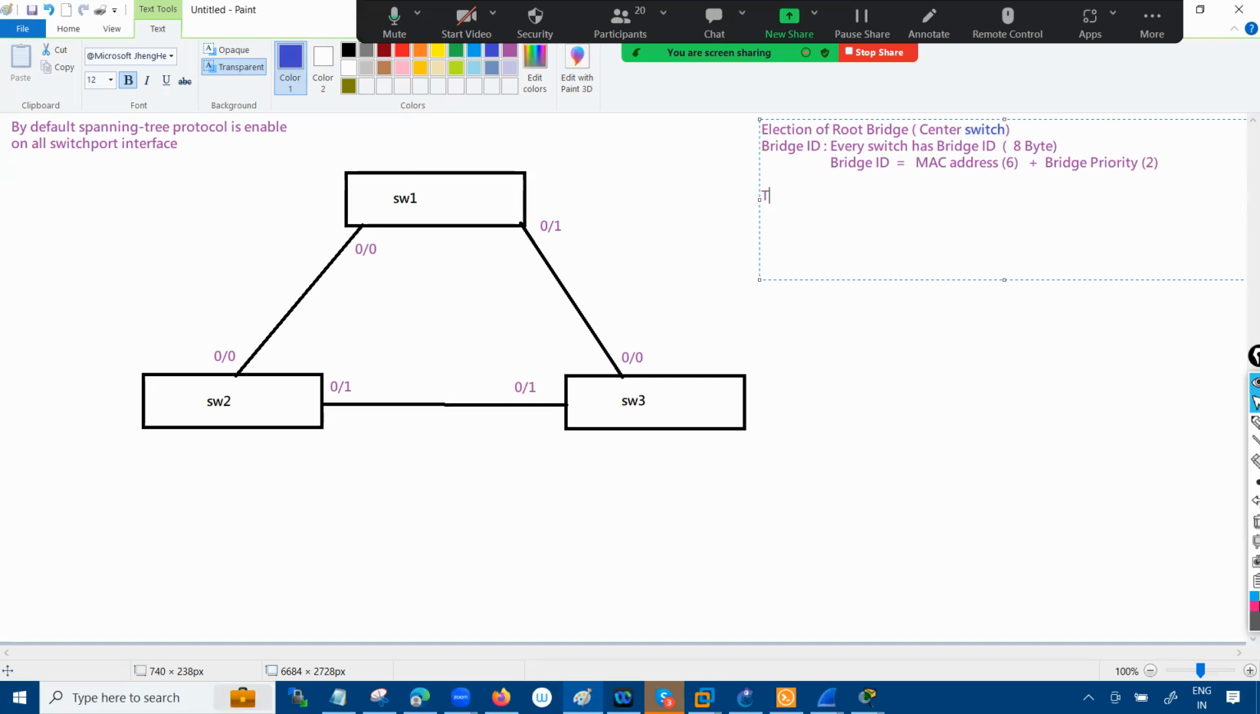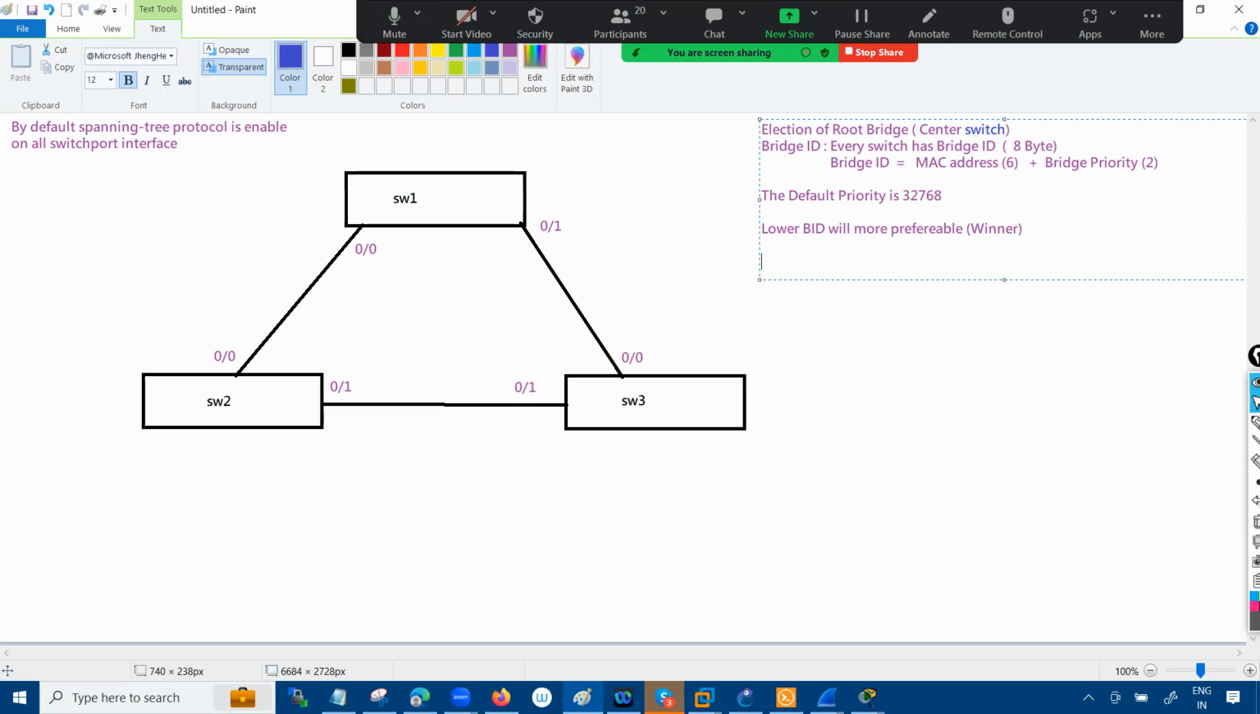The default priority is 32768. Why is it 32768? We'll talk about it later. Leave it for right now, but understand the basic overview. The default priority is 32768. The lower bridge ID will be more preferable. It means that the lower bridge ID will be the winner.